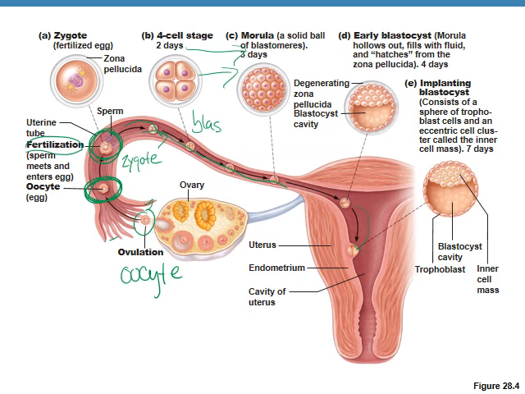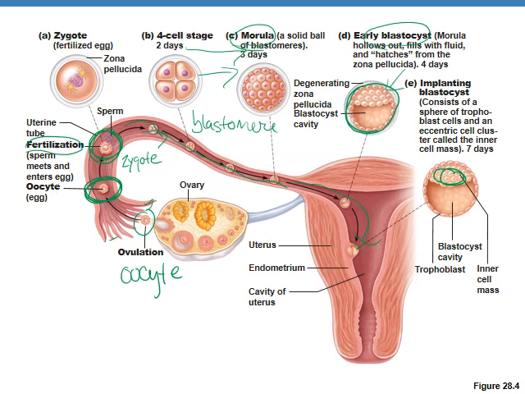So it's going from a blastomere to a morula, and then by the time it gets here, we can see the blastocyst has different cell types. So we have this outer ring, which are trophoblast cells, and then we have this inner mass, right? So we call it inner cell mass.